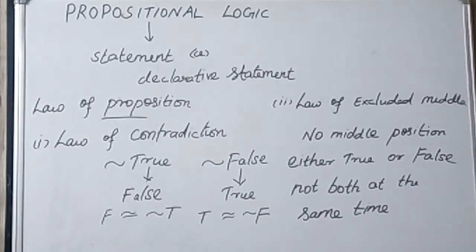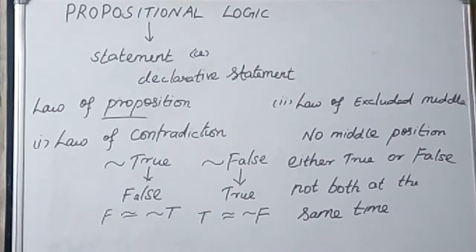For example, the car is white in color, and another one is, today is Monday. These are declarative statements. Either the value is true or false, but we may not know the value. So this is a proposition. And there are some important laws of propositions.